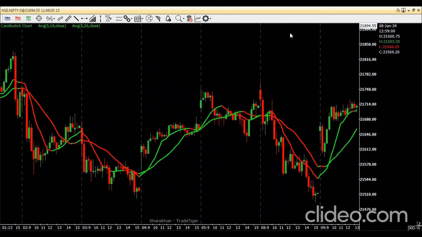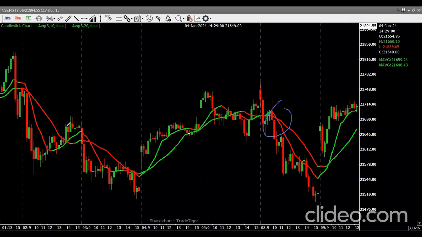Let me show you. See, in this part you can see a crossover. And this part you can see a small crossover. This part you can see a crossover. These are a few points. So what are these crossovers? When the bigger average is 20 period and the smaller average is 10 period, this is obvious, 20 is greater than 10, right?